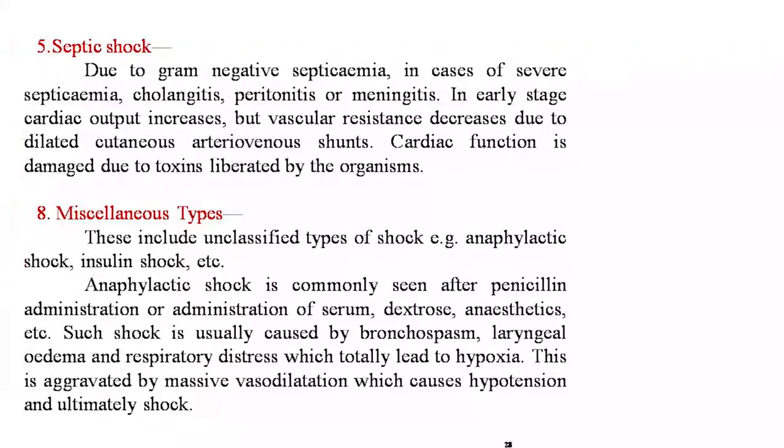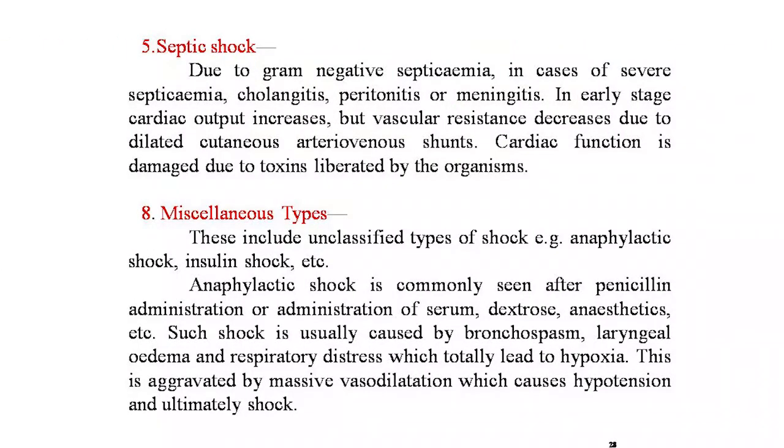Now next is the septic shock. Such type of shock is most often due to the gram-negative septicemia. Such type of shock may occur in the case of the severe septicemia, cholangitis, peritonitis, or meningitis. In early stages, cardiac output increases but vascular resistances decrease due to the dilatation of cutaneous arteriovenous shunts. In late cases, the vascular permeability increases so that the blood volume decreases, leading to the hypovolaemia.